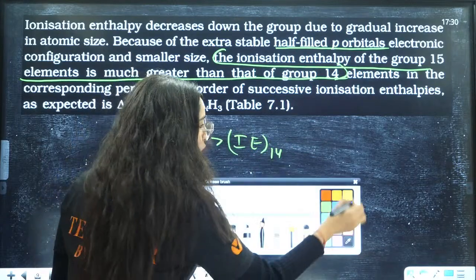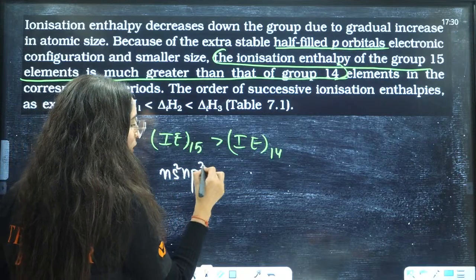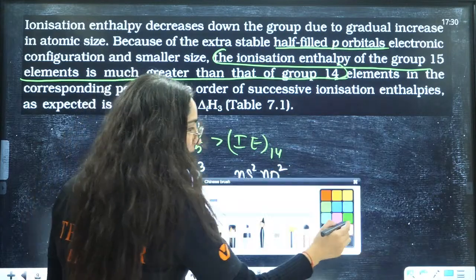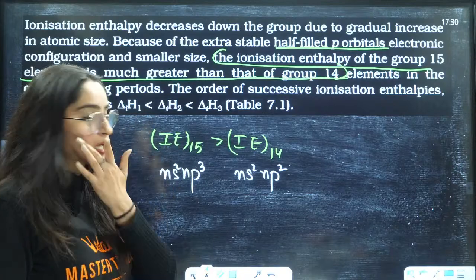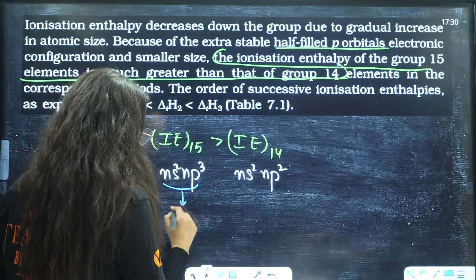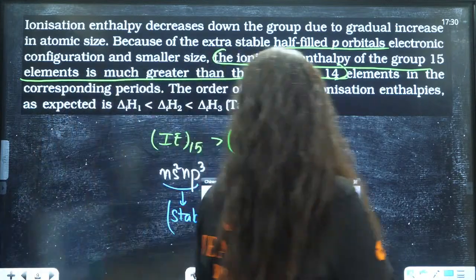Why? Because here the configuration is ns2 np3. Here it is ns2 np2. So it is easy to take out an electron from this side as compared to this side, because it is already a stable electronic configuration, right?